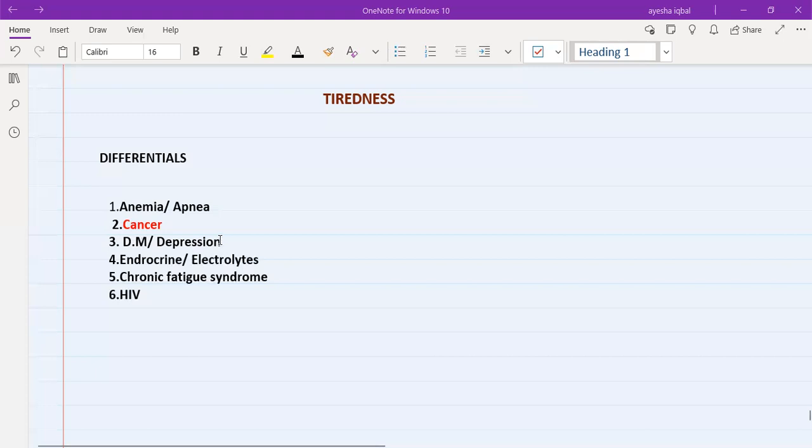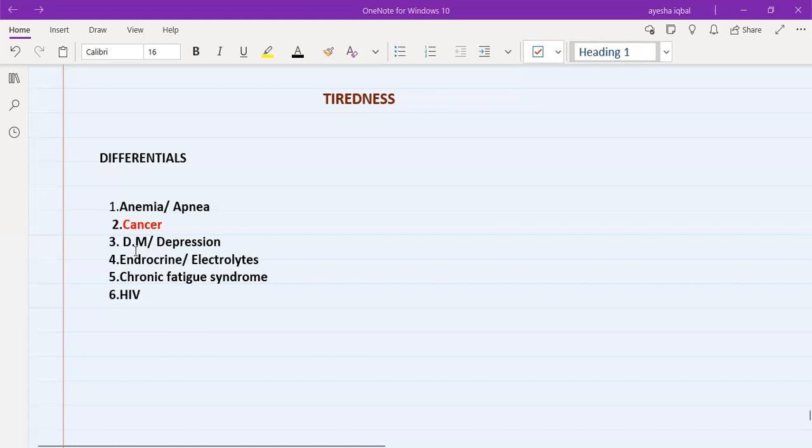Then depression, another very common cause of tiredness. The patient will present with low mood, and the other classic symptoms of depression like irritability and loss of interest in previous hobbies and stuff like that. Endocrine, the fourth one, is endocrine and electrolytes. So endocrine problems like hypothyroidism. And in hypothyroidism, what will you get?